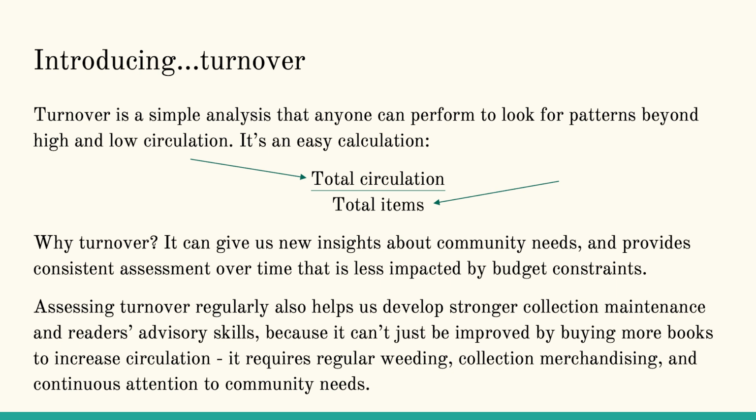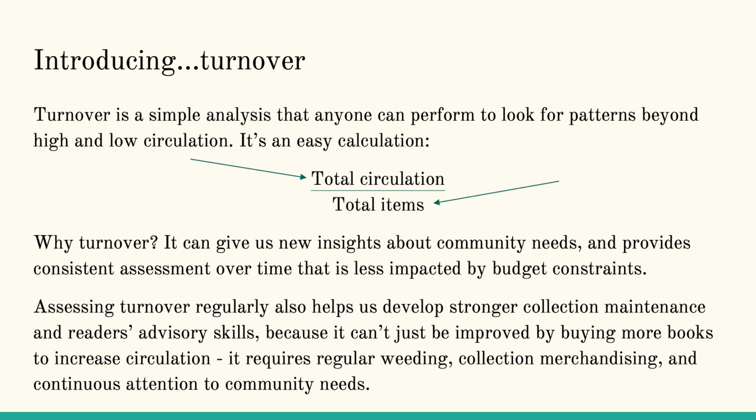Turnover is very simple math. It is simply the total circulation of something over a 12-month period divided by the total number of items of that same thing that were available in that 12-month period. And I will give you a couple examples on the next slide so we can walk through this.